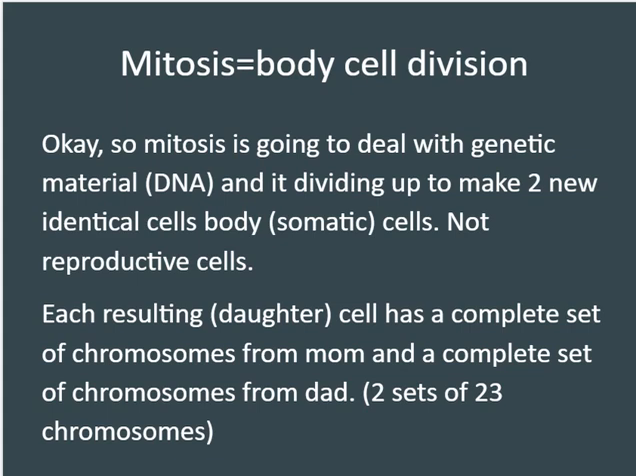Okay, and so we want each cell to have all of the DNA it's supposed to have. That should make sense, right? It doesn't want to be missing any instructions. When you look inside of a cell with its DNA, it has 23 chromosomes from mom and 23 chromosomes from dad. So we have two sets of 23 chromosomes. That's what makes a complete body cell.